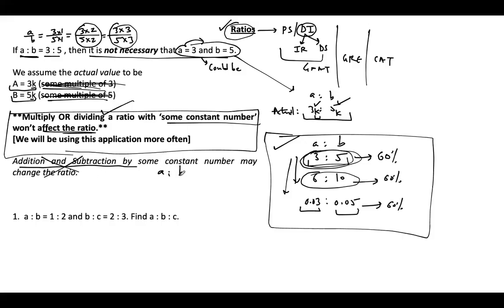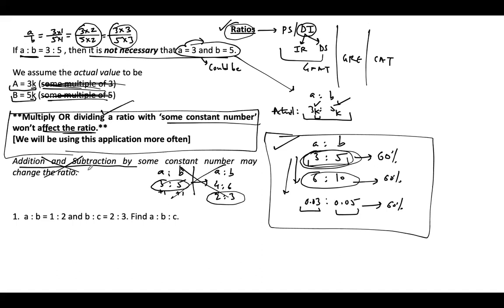What does it mean? If I'm saying 3 is to 5, you can't randomly add a 1 or subtract a 1 because it may change the ratio. Let's say 4 is to 6, which is 2 is to 3. So this is 60%, and this is 66.66%.